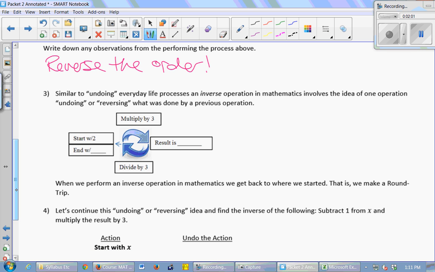So similar to undoing everyday life processes like putting on your shoes, right? An inverse operation idea in mathematics involves one operation undoing or reversing what was done by a previous operation. So if I start with the number 2 and multiply by 3, what's my result? 6. To undo that, if I want to get back to 2, I would divide by 3, right? To undo multiplying by 3, you divide by 3, and that brings me back to 2.